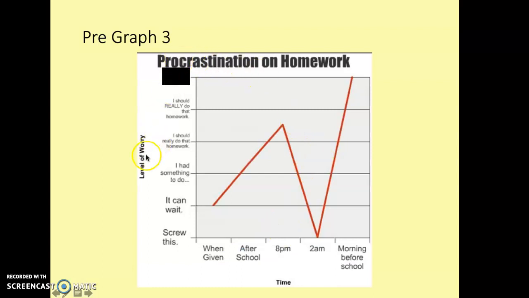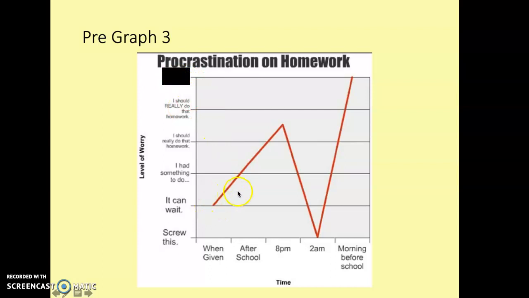So, procrastination of homework. We've got level of worry; that's what we're measuring. Time is what we're changing. If you look at this, the times given are after school, 8 p.m., 2 a.m., morning before school. These are not consistent scales, so that's maybe the biggest thing about this one. And then level of worry, as you're reading, these are pretty subjective measures. Screw this, I can wait. I had something else to do. I should really do that homework. And this one's like, oh crap.